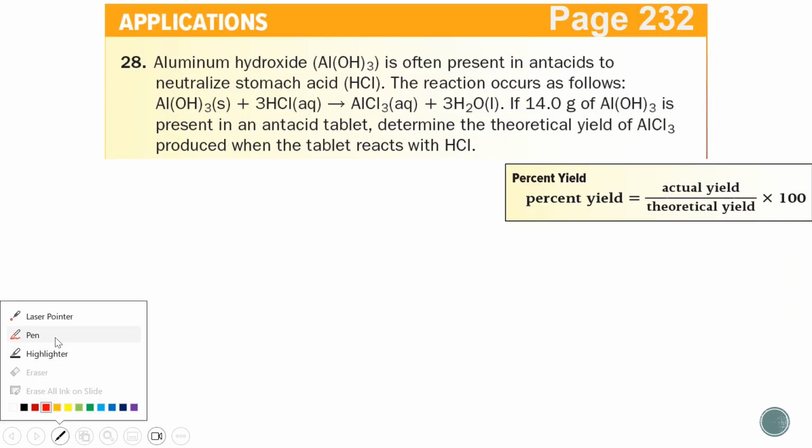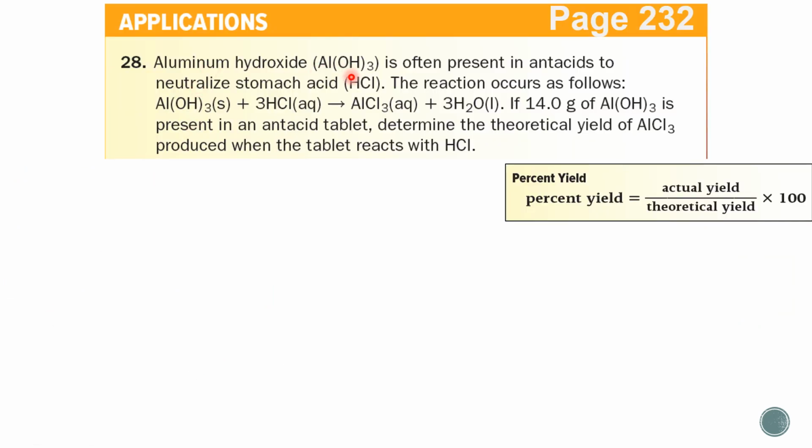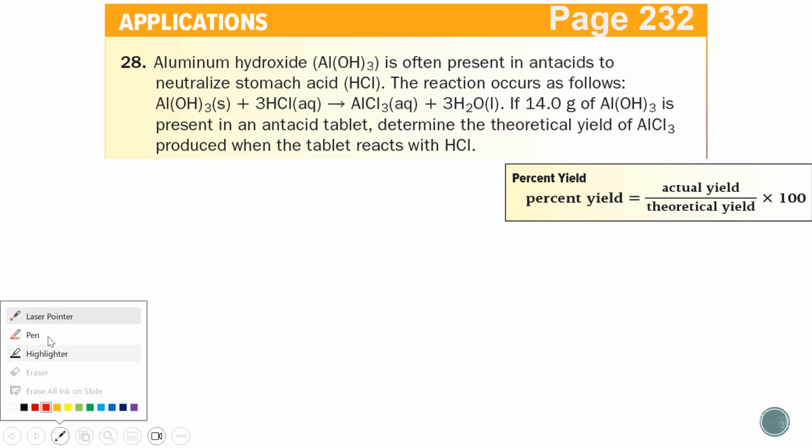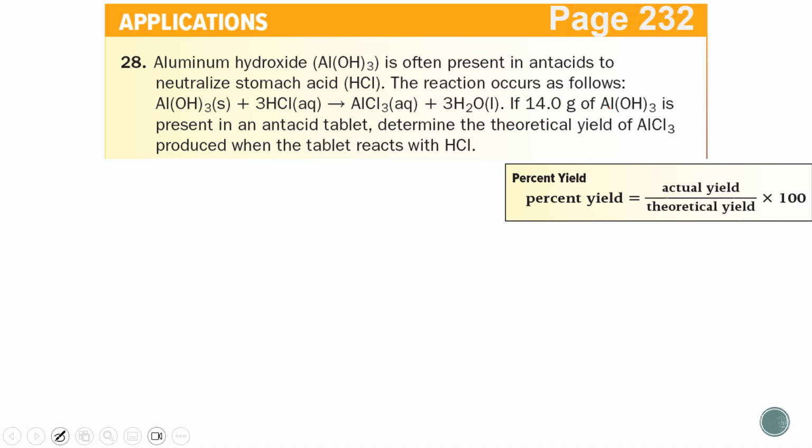Aluminum hydroxide AlOH3 is often present in antacids to neutralize stomach acid اللي هو مضاد الحموضة. The reaction occurs as follows. أعطينا reaction and it's balanced. Again, don't forget to balance every reaction that you have. If 14 grams of AlOH3 is present in the antacid tablet, determine the theoretical yield of AlCl3 produced when the tablet reacts with HCl. So what's given to us?